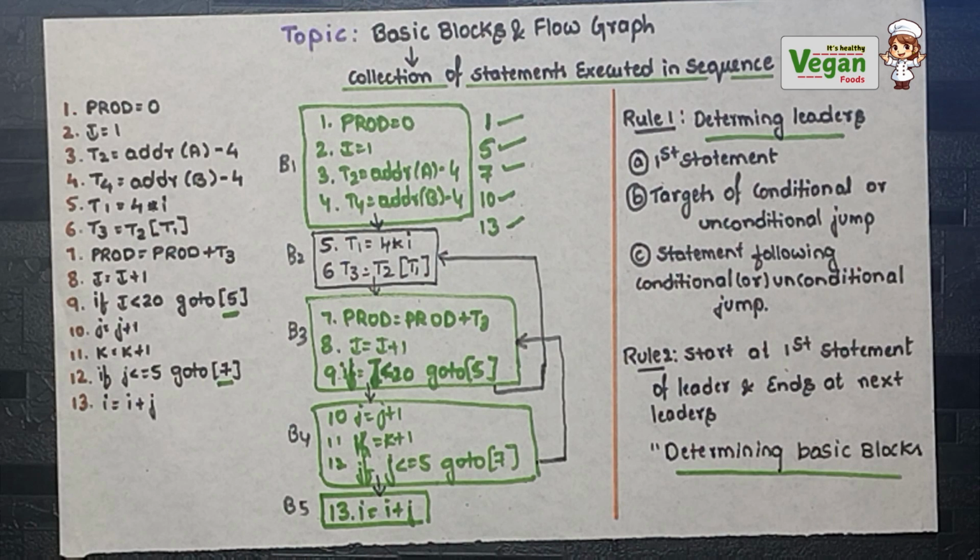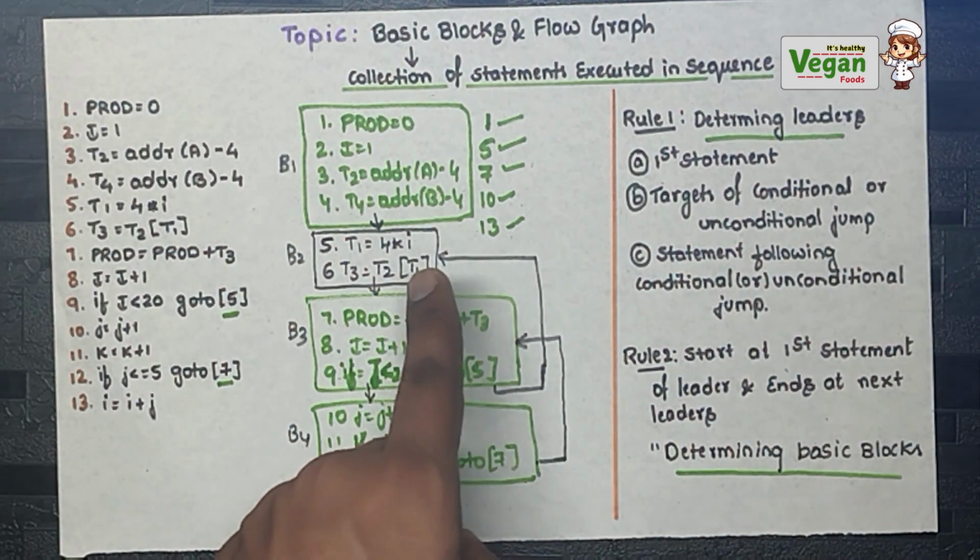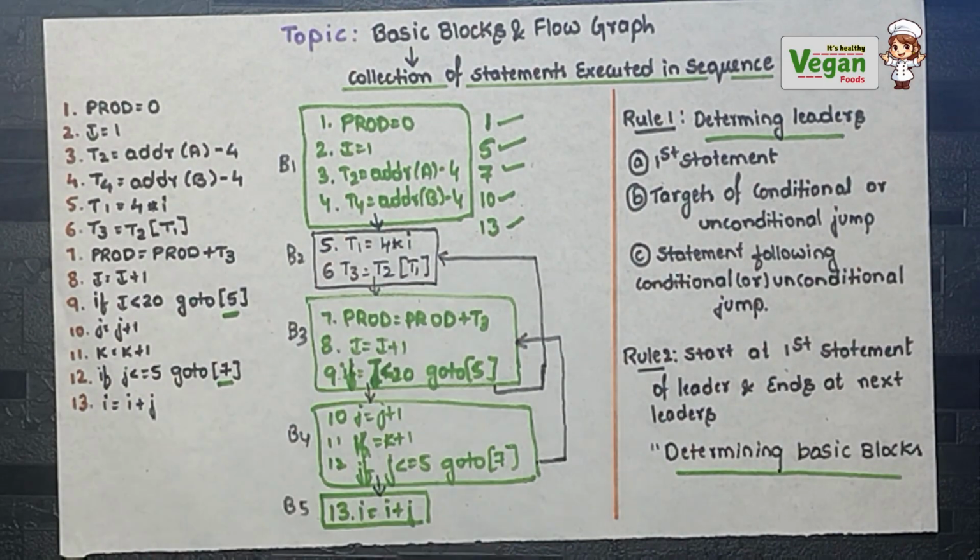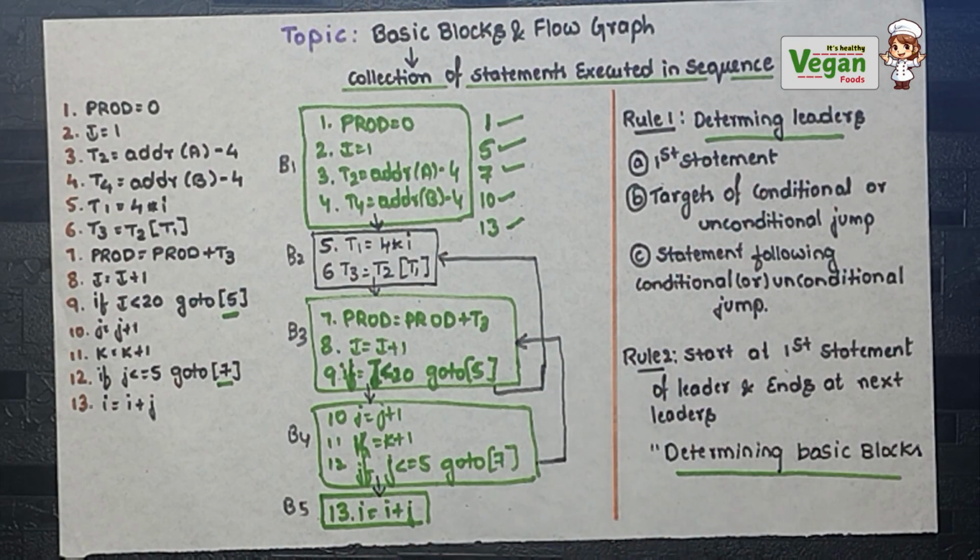If you make it like this and show the go to, here 5 was there, so it was shown to basic block 2 because the 5th statement was in basic block 2. Now it showed 7, so we went back to basic block 3. If you show it like that, your problem is solved.